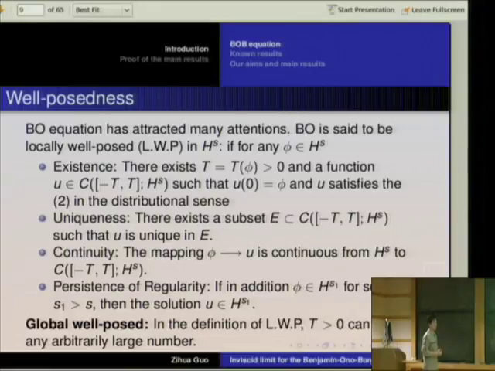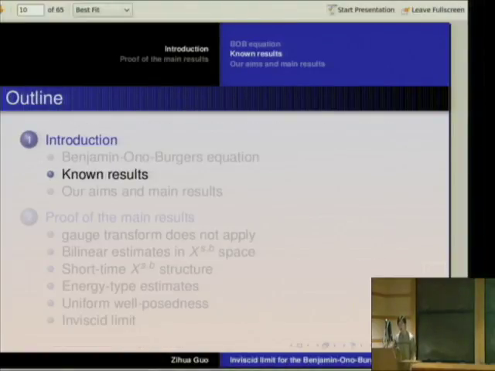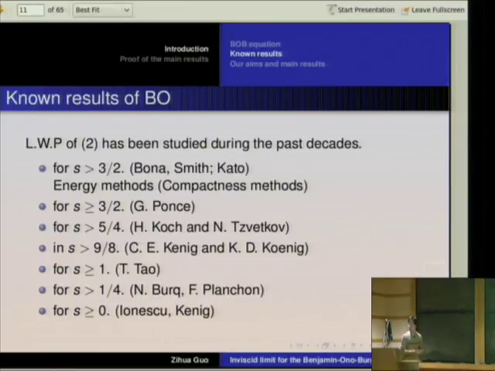We are mainly concerned with the well-posedness issues. It consists of four parts. The first is the existence, uniqueness, continuity, and persistence of regularity. That is, to see whether there is a solution, whether it is unique, and whether it has continuous dependence. If the time t can be any large real number, then we say it is global. So this is a standard definition. Okay, so now the results in H^s. For small s, this is the path of the low regularity problem.